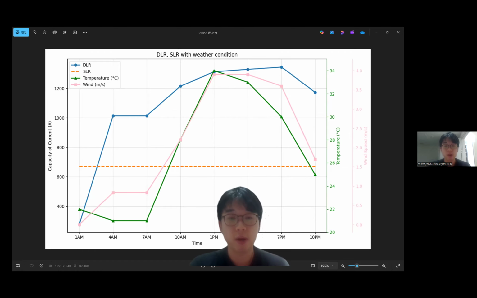And how can we think about that? Also, there are other weather conditions like humidity or something like that, and this figure does not show such things. So how can we say about that? Wind is the most important weather condition for DLR.